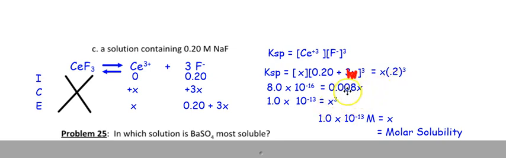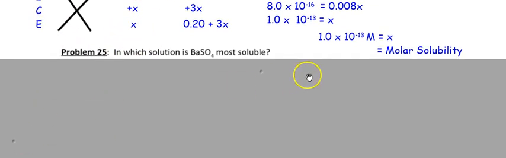And so that x should not be there, or x cubed. There we go. I made a typo, but I didn't make a math mistake. So then we have 1 times 10 to the negative 13th is equal to x, and there we go. So that's your molar solubility. Whoa! Look at how little of the cerium dissolves now when you already have some sodium fluoride already in place. Very little bit. So again, if this goes up, I'm going to shift this direction, and I have less and less dissolve, okay?